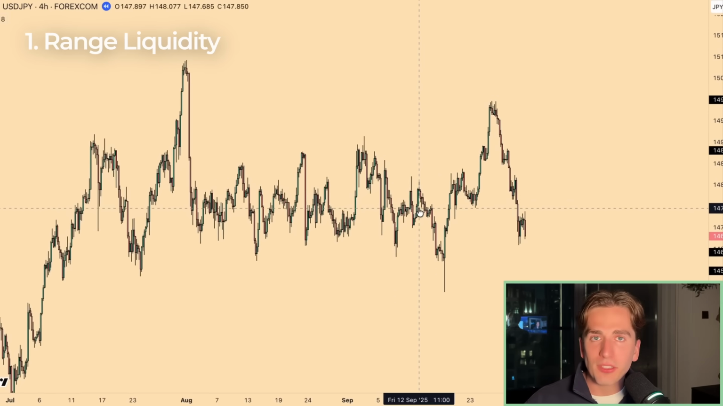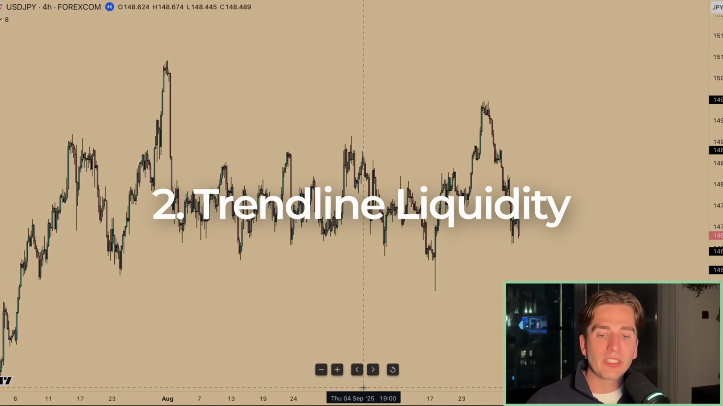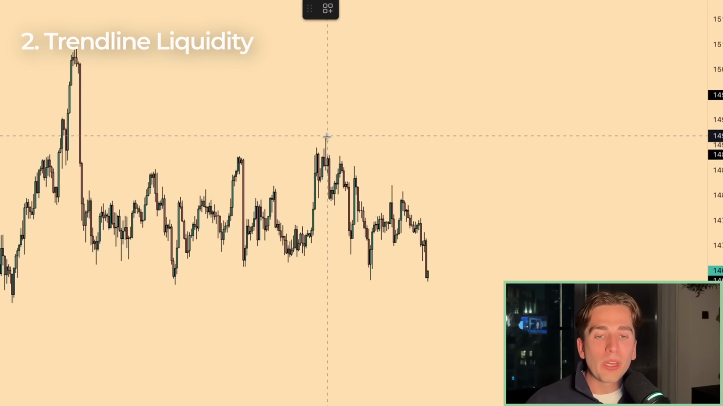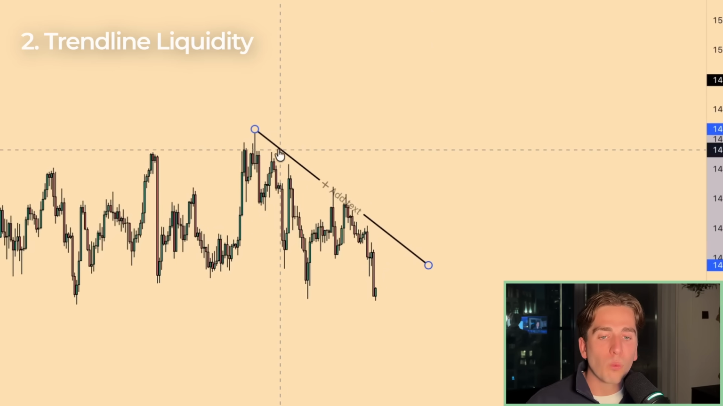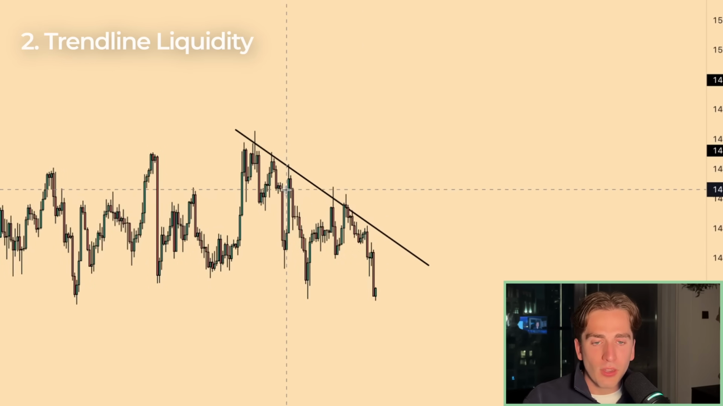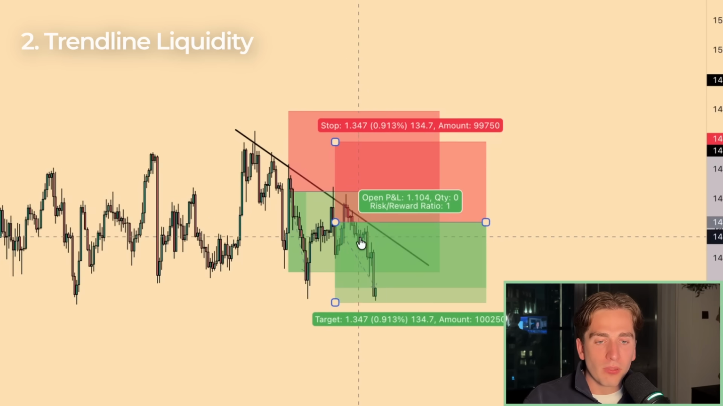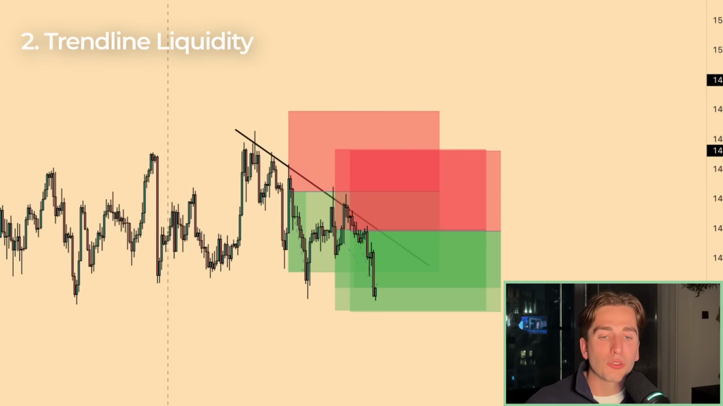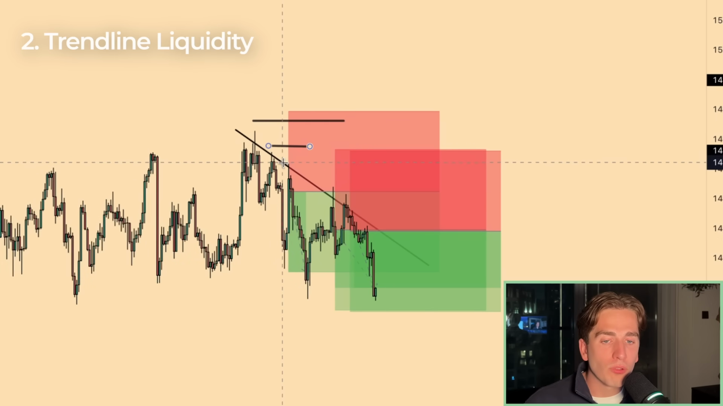Now, let's dive into the second form of liquidity, which is trendline liquidity. Now, trendline liquidity pretty much is self-explanatory. We look for an overall trend line. Now, where a lot of trendline traders obviously try to go short on the overall trend line, for example, here, for example, here, for example, here again, what do we expect that these traders do?